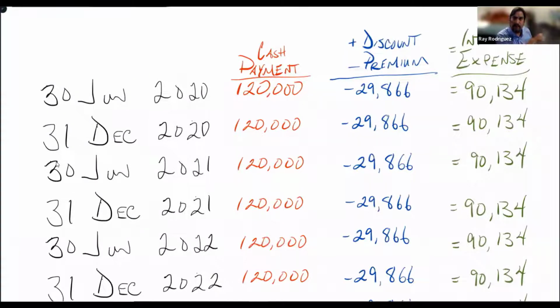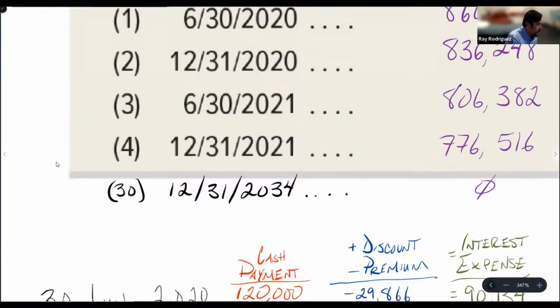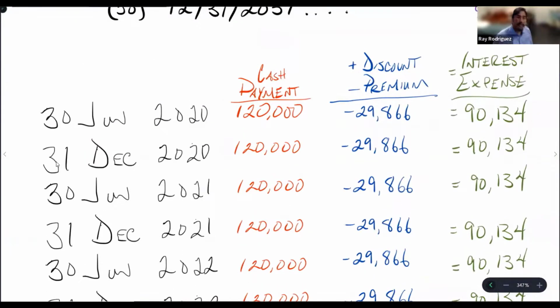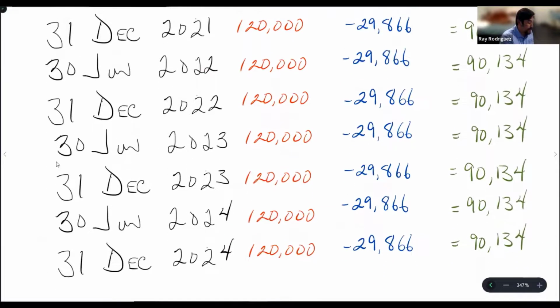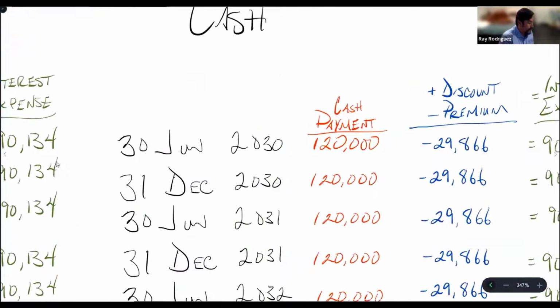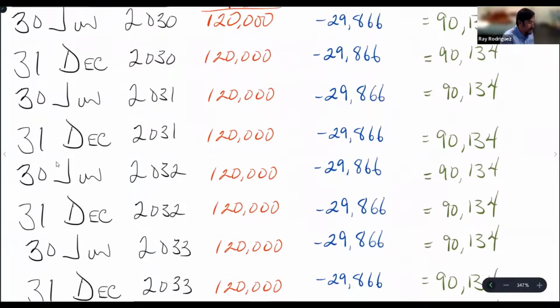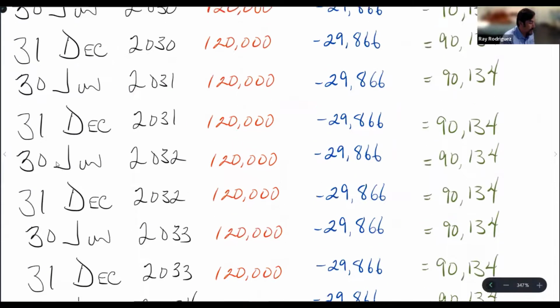Cash payment is the same. 4 million times, I keep forgetting, is it 6%? 4 million times 6% times a half a year is $120,000. Minus that premium that we just calculated, 29,866 equals the interest expense. For every single one of these payments, it's the same. All 30 payments, the same. And so here is the journal entry.